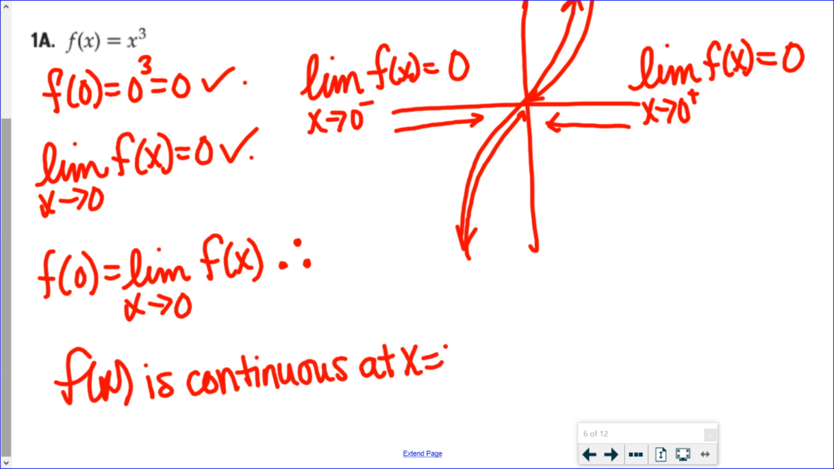All right, I'm going to talk about discontinuity in the next video.